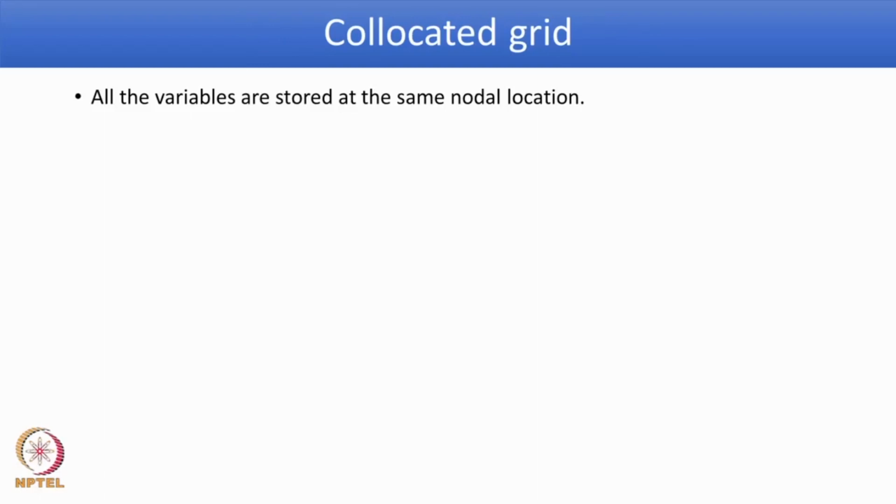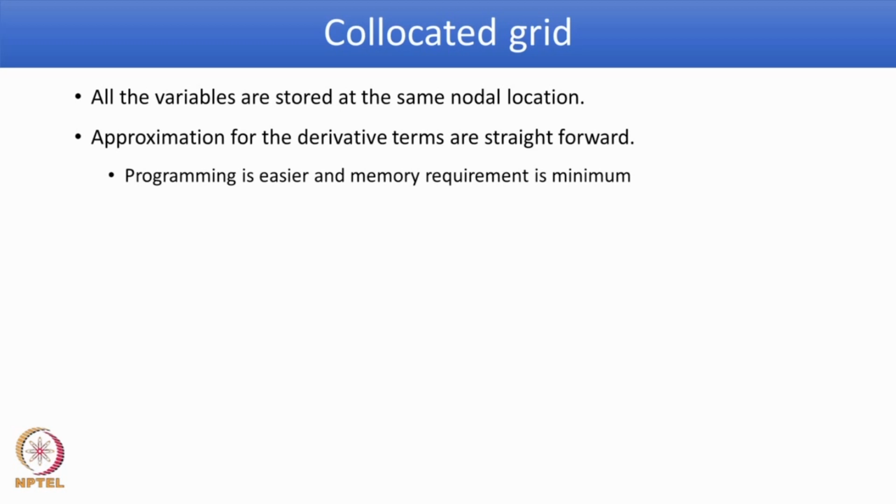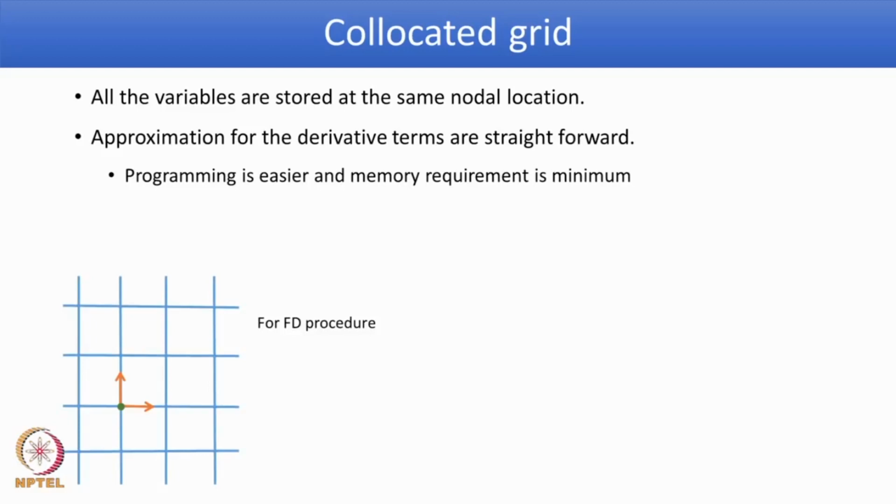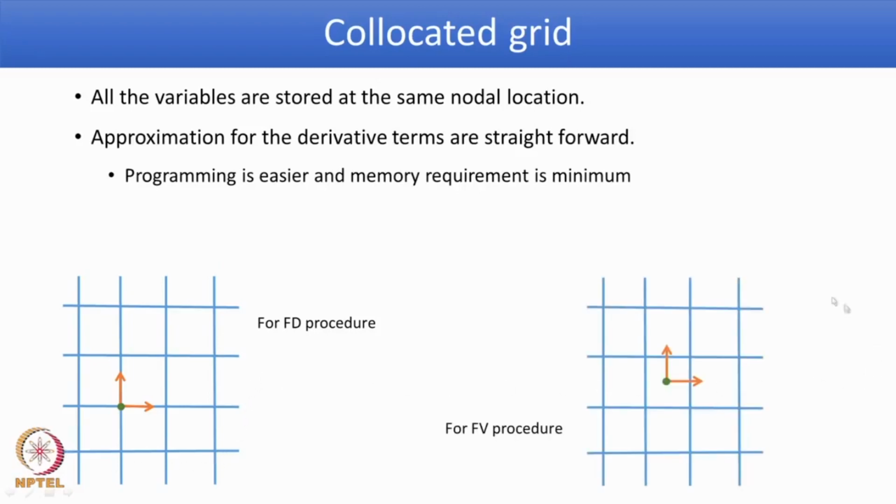The first one, collocated grid. You can also read it as co-located. As the name indicates, in this system all the variables are stored at the same location. Approximation for the derivatives is straightforward, programming is easier, memory requirement is minimum. If you look at the mesh arrangement, what is shown here is for the finite difference procedure, and what is shown on the right side is for the finite volume procedure. As you can see here, this is a location where all the variables are stored.